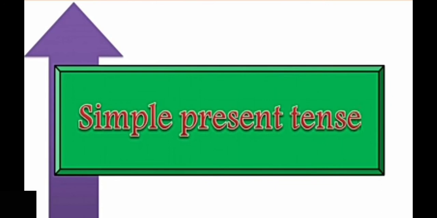Firstly, simple present tense. Simple present tense is in the form of SVO pattern. Subject, verb, object. In simple present tense, V1 form is used. Verbs are written in four forms: V1, V2, V3 and V4. Basic form, past form, past participle form and present participle form. V4 is the ing form, right? In present tense, what do we use? We use V1 form, the root verb.